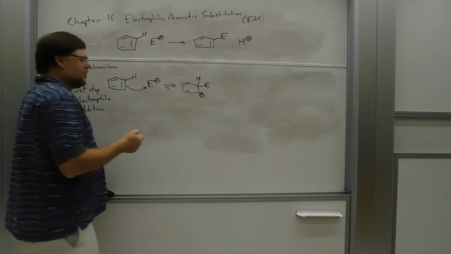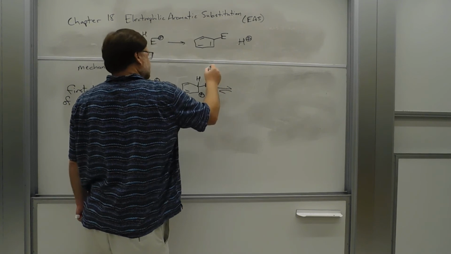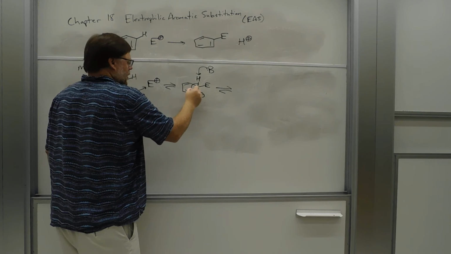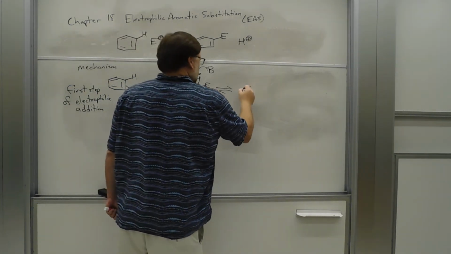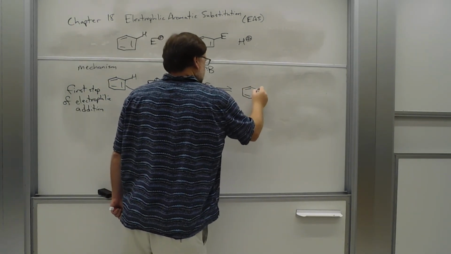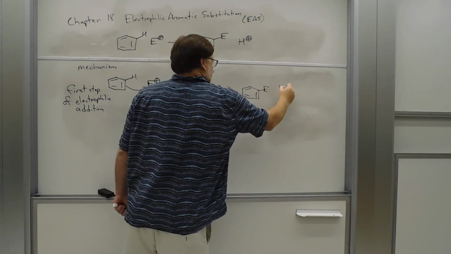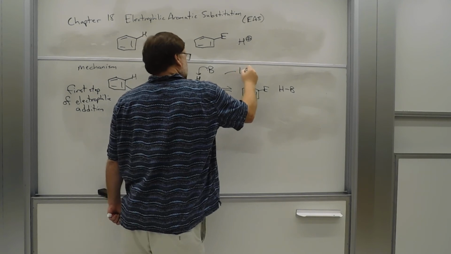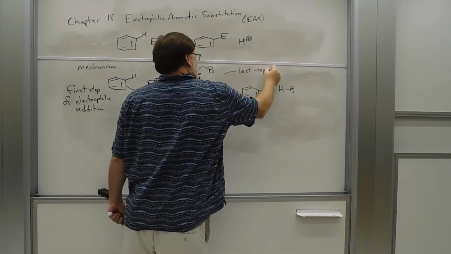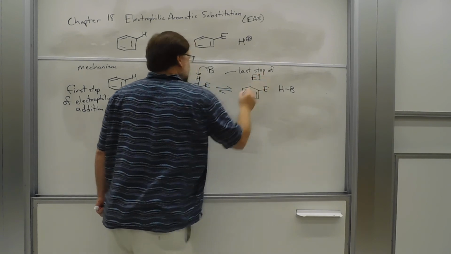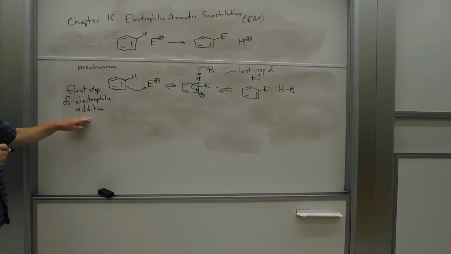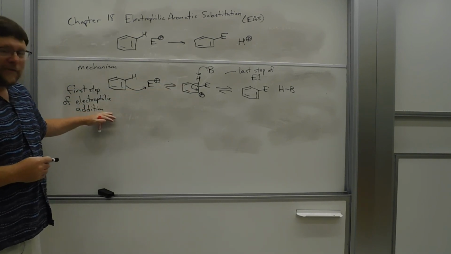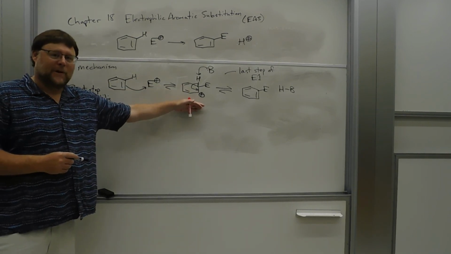What's going to happen is we're going to do an E1 elimination. There's going to be some sort of base, take that proton, re-aromatize the ring, and that gets us our substitution product. Right? So this is the last step of E1. So you actually know both of these mechanistic steps already, because you know the electrophilic addition mechanism, you know the E1 mechanism, so it's just the first step of electrophilic addition and the last step of E1 put together.